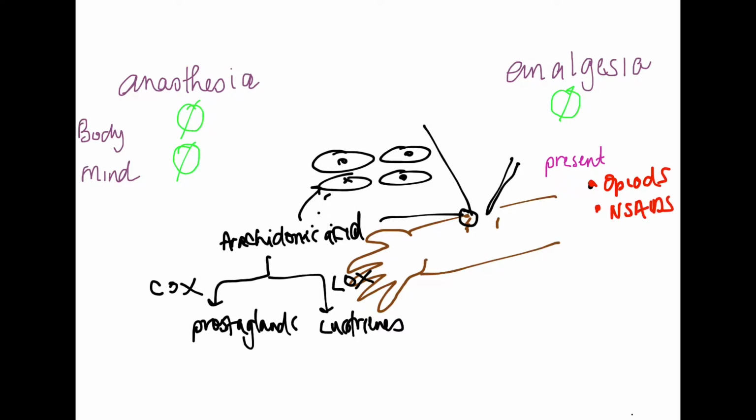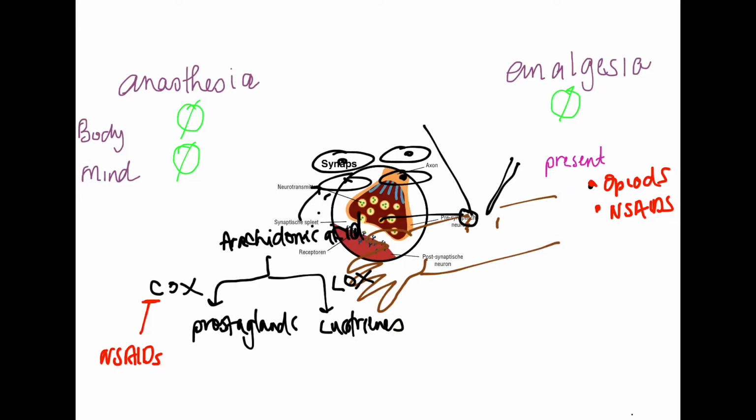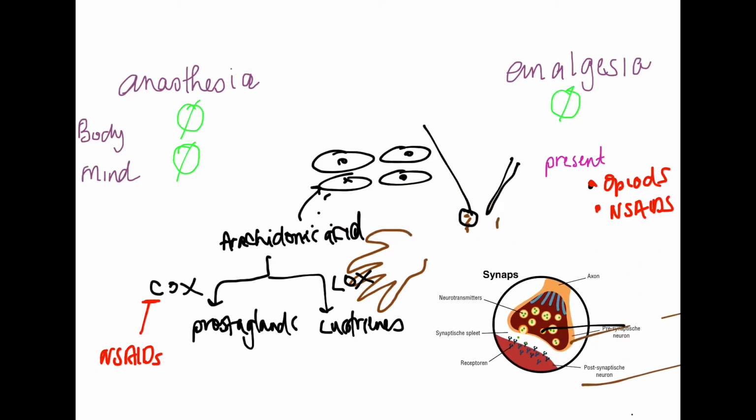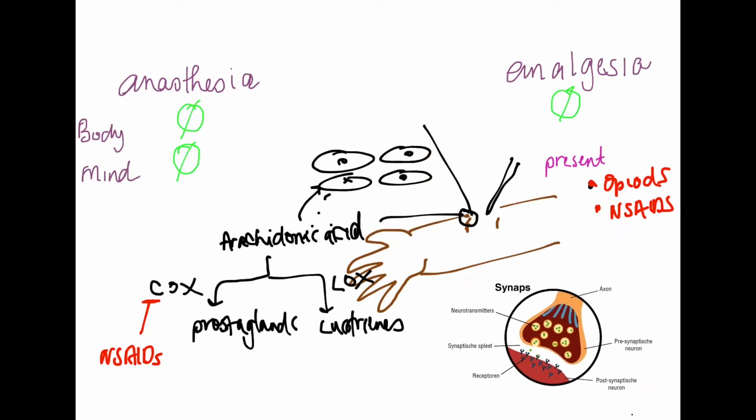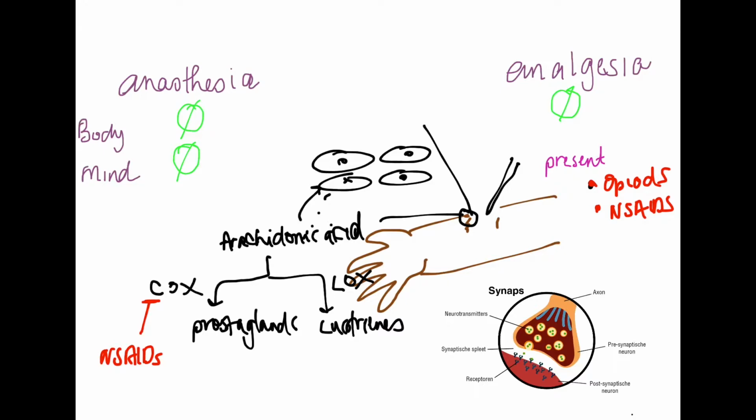NSAIDs are responsible for inhibiting this COX, so therefore we don't feel pain. NSAIDs include things like aspirin. And now, opioids. What opioids do is, let me just get a picture here. This is our opioid.